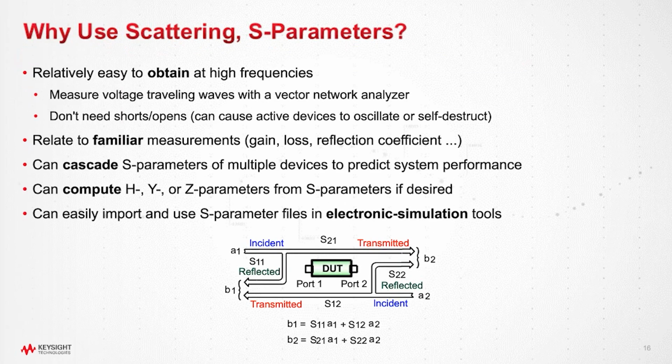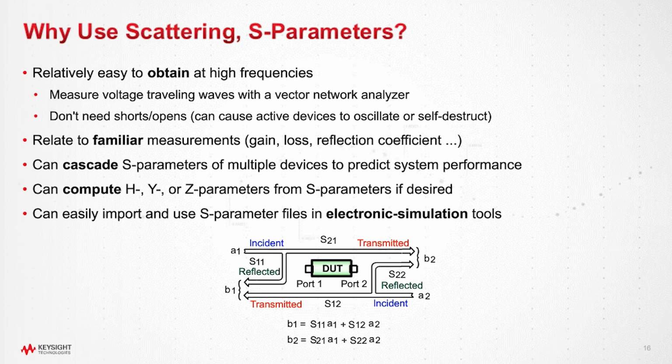And so in microwave and RF, we use scattering, or S parameters. And these are incident and transmitted waves that we consider to be terminated within the transmission lines. And there's a lot of advantages to them. They're pretty easy to obtain. You don't need opens and shorts, and they give you a lot of information. We can calculate gain, reflection coefficient, return loss, H, Y, and Z parameters, and more.